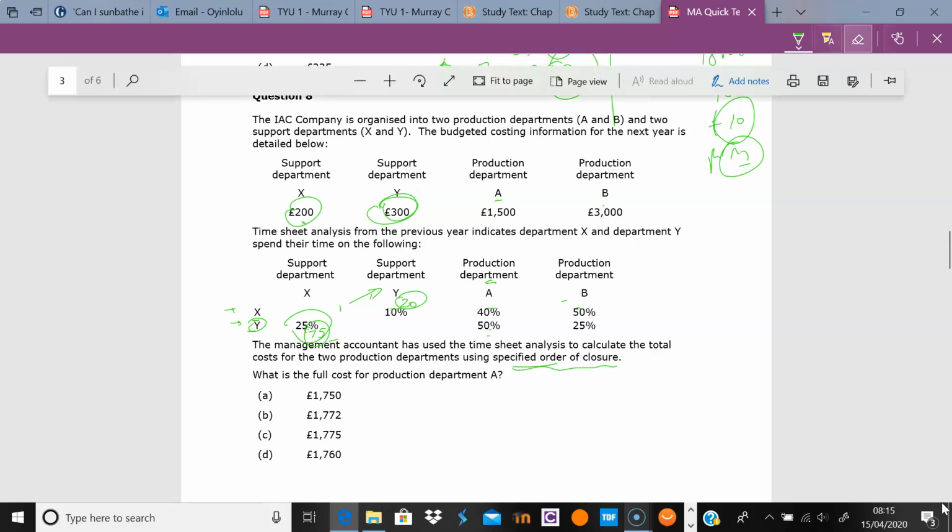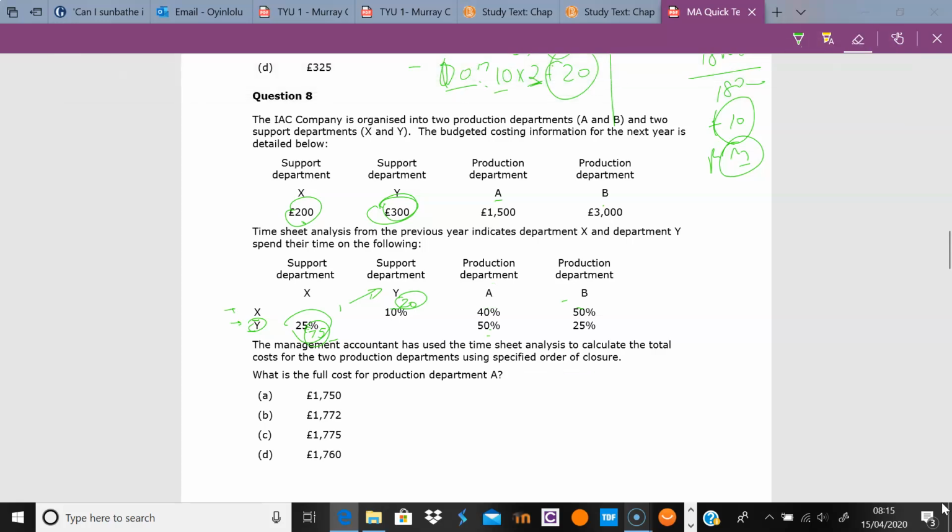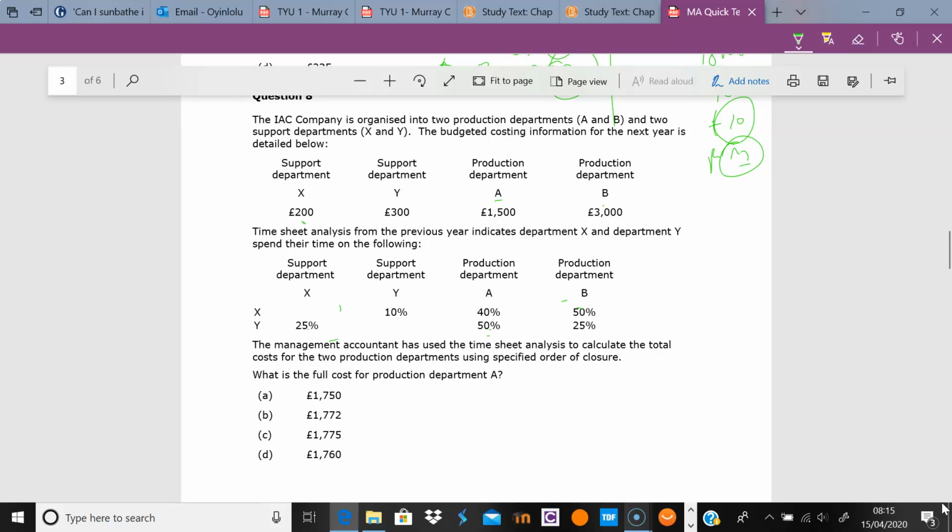That's really it. It's really that straightforward, and so it's not a bad question actually to practice. I mean, you could use this as your revision question really because I mentioned earlier on to go through those questions. So let's do that then. If I'm going to close down Y first, well, first of all, that means that I will take 25% of this and give it to X. So 25% of 300 is 75. So I'm going to give you 75. 50% of X is 150. I will give you 150. And the other 75% you're asking me to give to production department B.